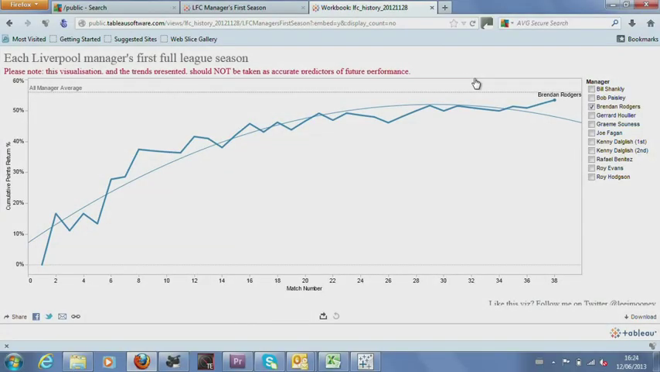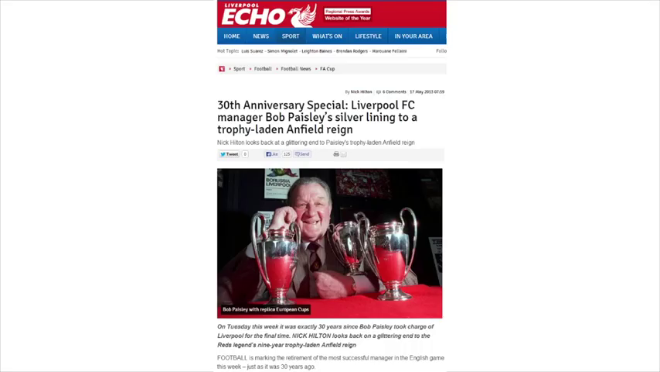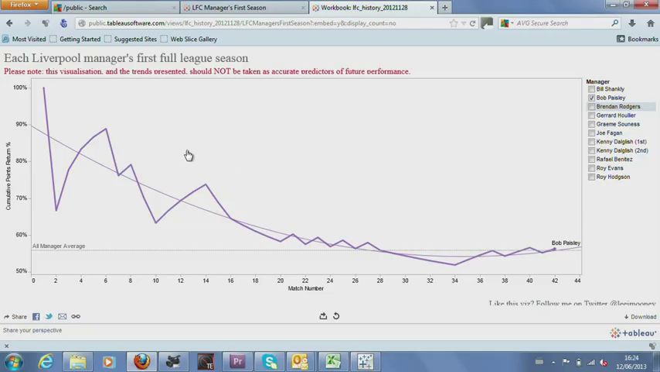I put this together to perhaps tell a story about how irrational the modern game can be. What you get is, again, myths start to form around managers. Nostalgically, you look back and say, Bob Paisley's first season, it would have been fantastic because he was fantastic. But actually, when you look at the data, the story's entirely different. And what you see here, this is Bob Paisley.